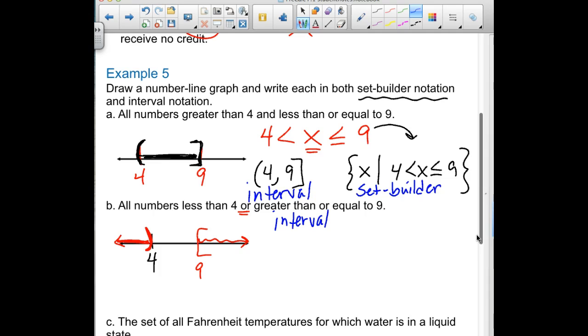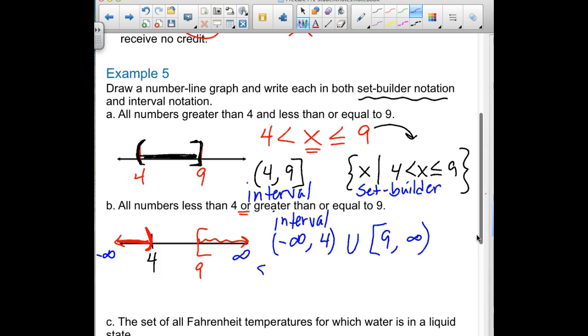we're going to have to break this into two parts because there is a break in the part that we've shaded. So for the part on the left, we are starting here at negative infinity, and we are going up to 4. We can never get to negative infinity, so it's a rounded bracket. And according to our graph, we can't actually equal 4. We have to be smaller than it. Or, and we use a union symbol for or, we can start at 9 and go towards positive infinity. Rounded brackets are always used at infinity.